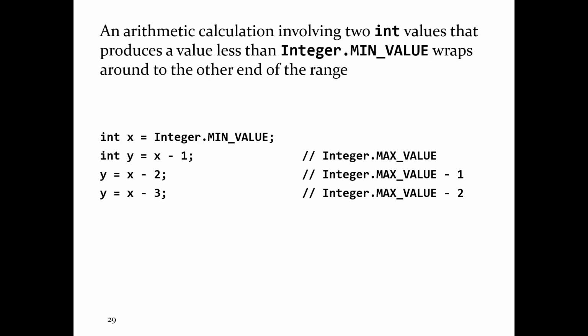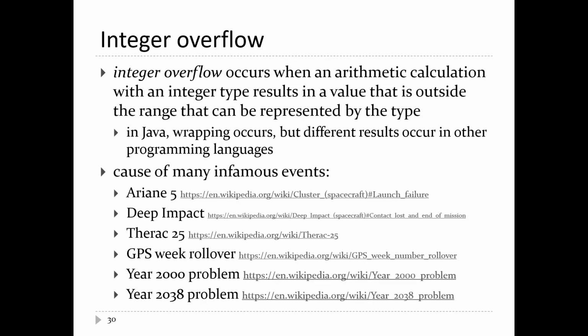Right? And so the way to think about this is that the type int represents what's called a cyclic range of values. When you get to the far end, either one of the far ends, you just keep on going, wrapping around to the other end. So integer overflow occurs when an arithmetic calculation with an integer type results in a value that is outside the range that can be represented by the type.